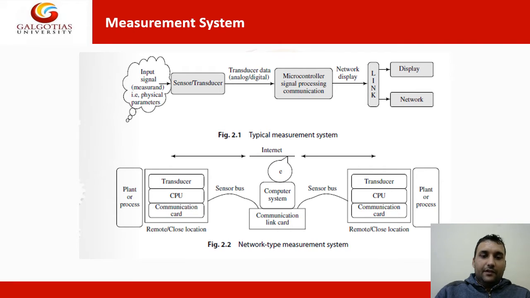So this is the plant or process, sensor and transducer, CPU, and communication card. These are the node locations. Then there is the sensor bus, that is the communication between the computer system and the sensor. Then there is a computer system. Then there is a communication link. Then this sensor bus is connected to the transducer, CPU, and communication card, and then the plant or process.